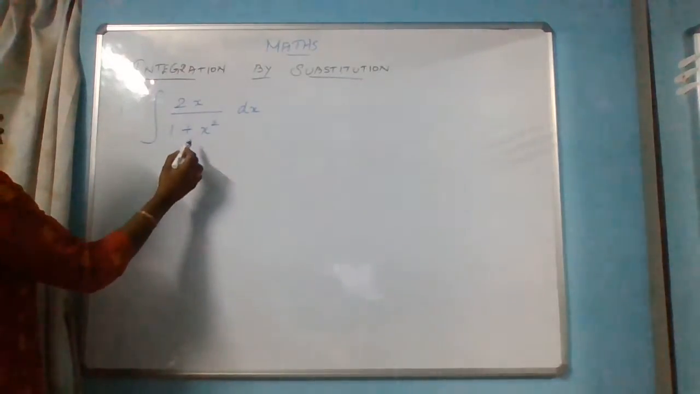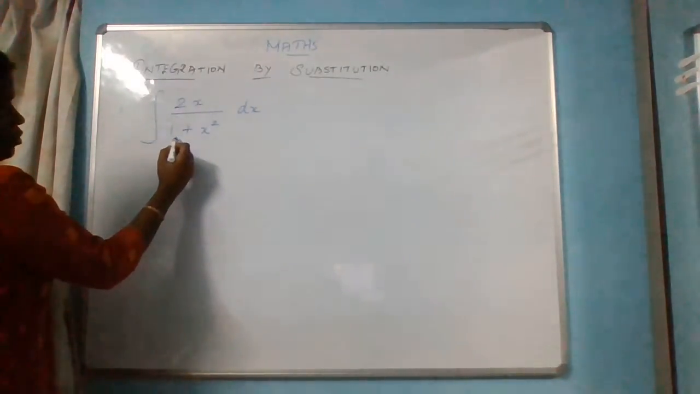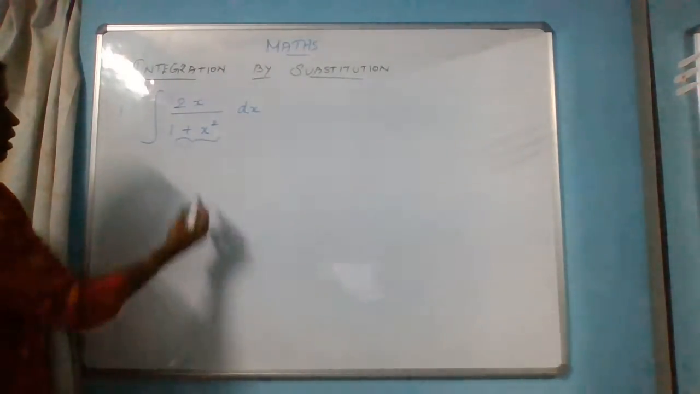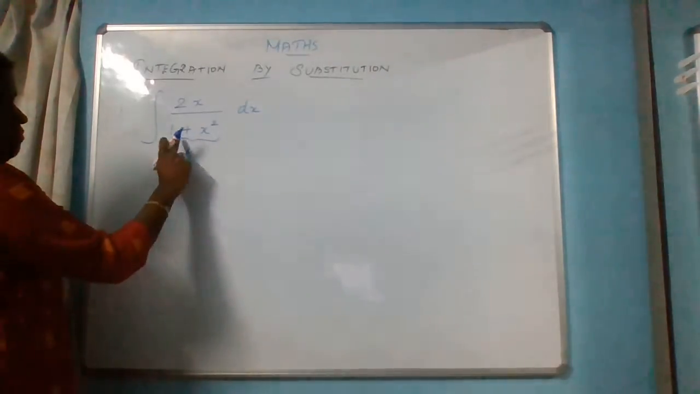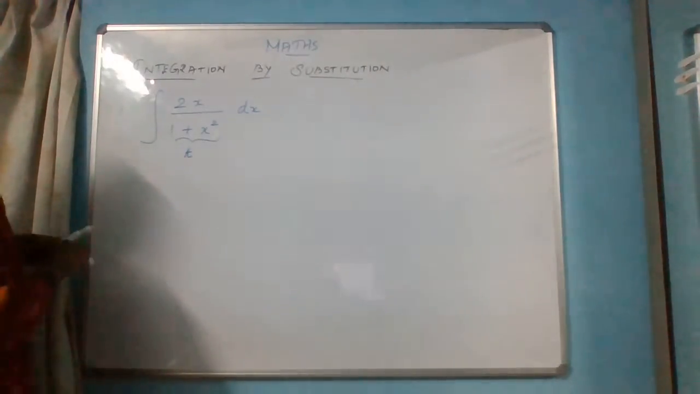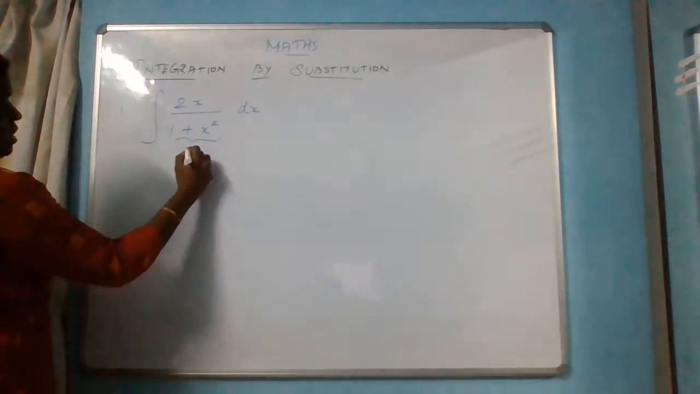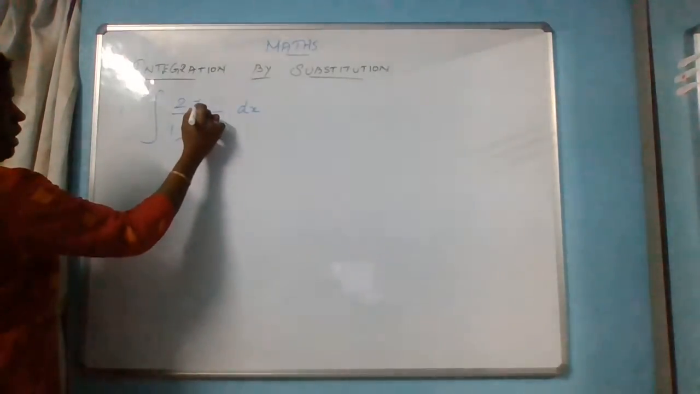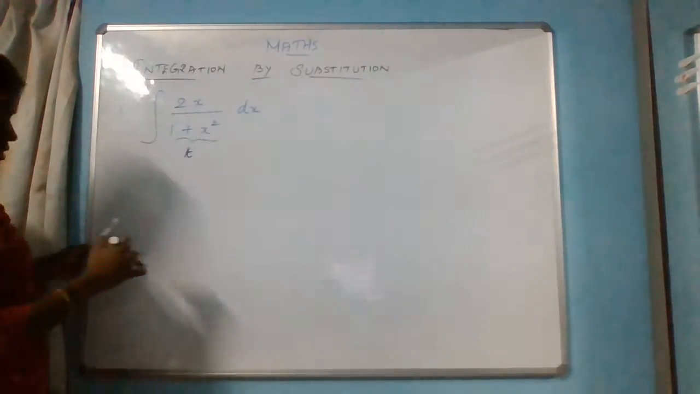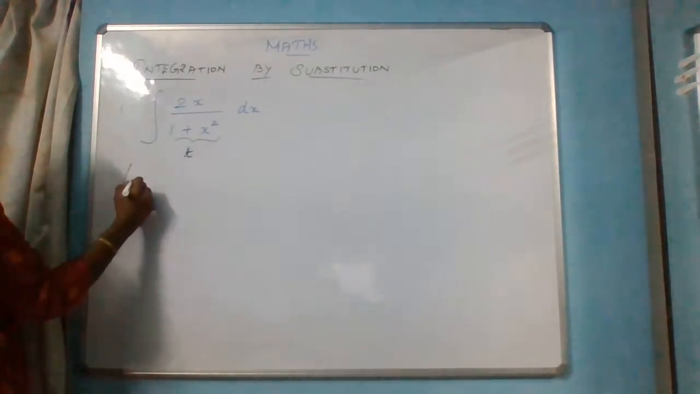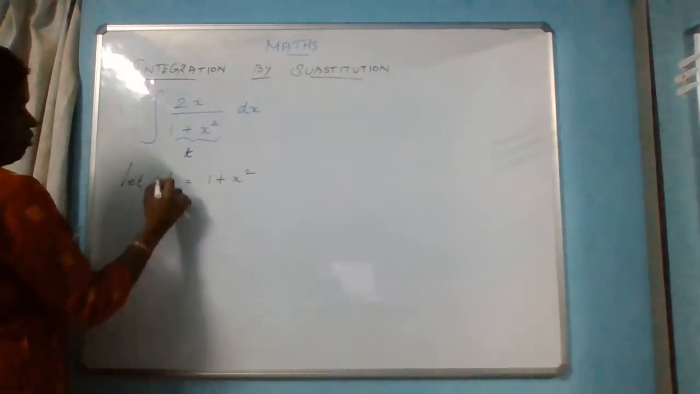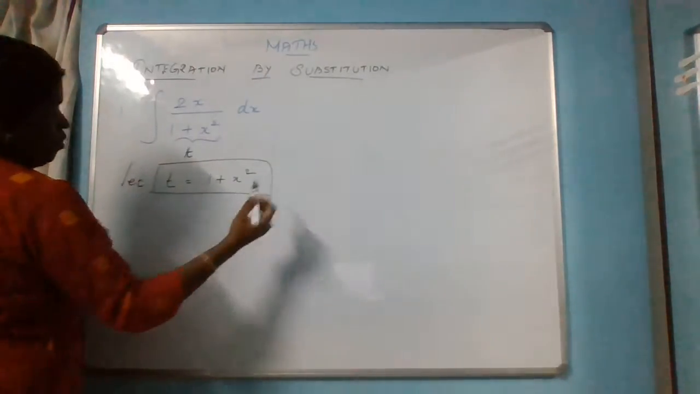The basic thing you want to see is that, suppose I take this entire term as some variable named t, and when I differentiate, I'll be able to get the numerator. So this bottom term, I'm going to take it as t, and when I differentiate in terms of this variable t, I'll be able to get the numerator. So now let us consider: let t is equal to 1 plus x squared.